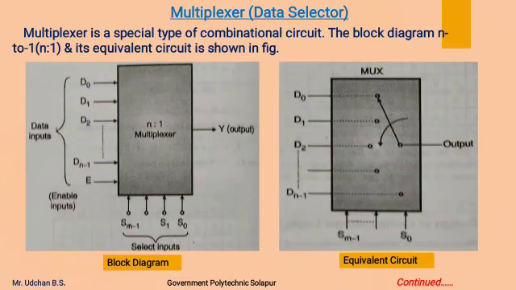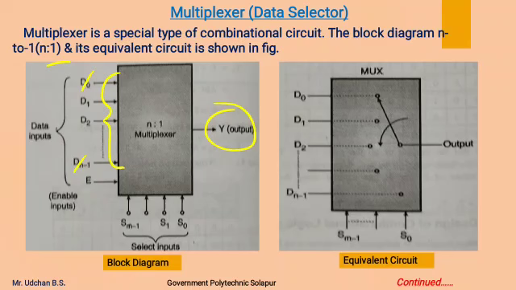Next we will see what is a multiplexer. Multiplexer is a special type of combinational circuit. The block diagram of n to 1 multiplexer is shown, and its equivalent circuit is also shown, which is having n number of inputs, that is from D0 to Dn-1. These are the n inputs of the multiplexer and only one output.